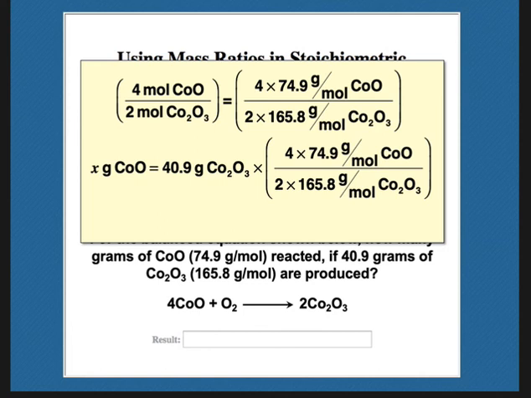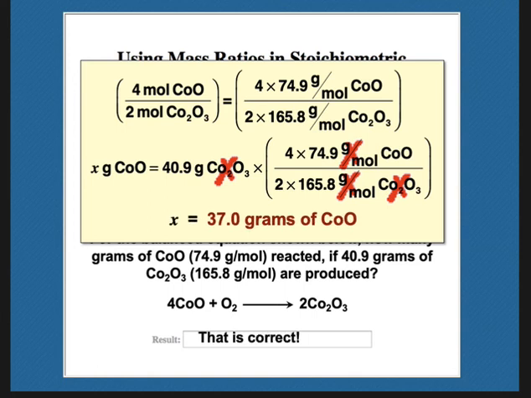41 times 4 times 75 divided by 2 divided by 166. Do all that math on your calculator in one series of strokes. Everything bad cancels, and you get 37 grams of cobalt 2. Any questions?